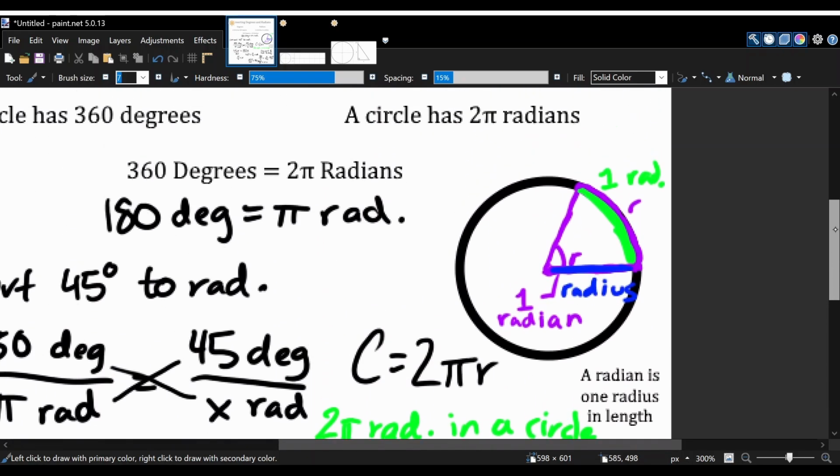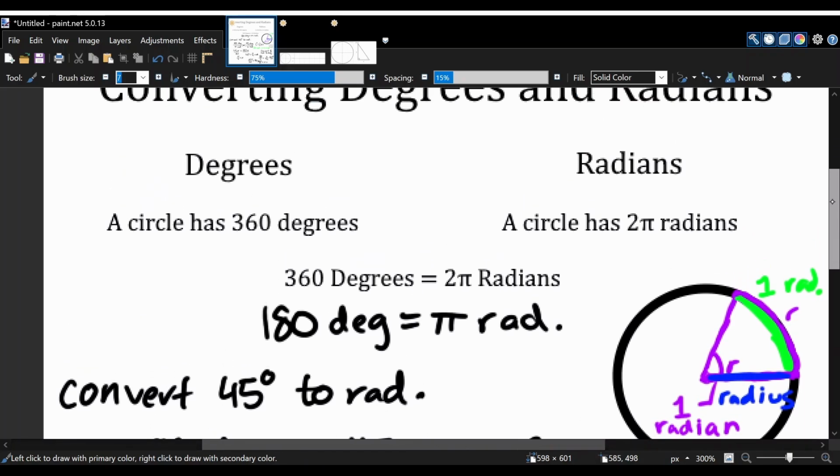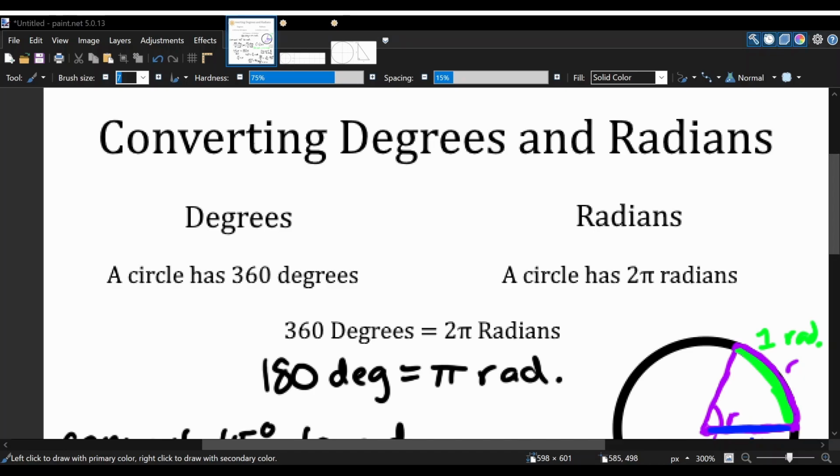So that's just a brief overview of what radians are and how to convert from radians to degrees and vice versa. I hope you enjoyed this video.